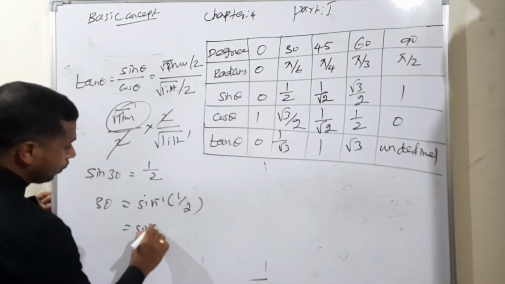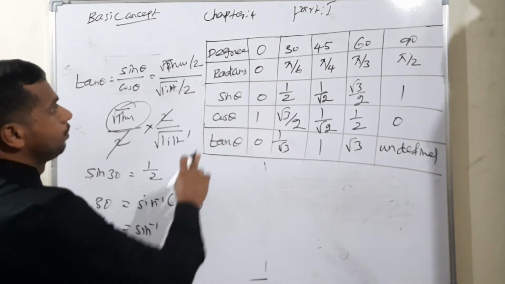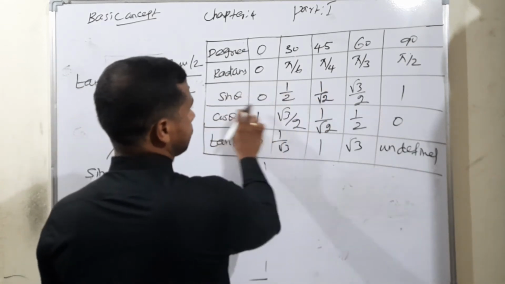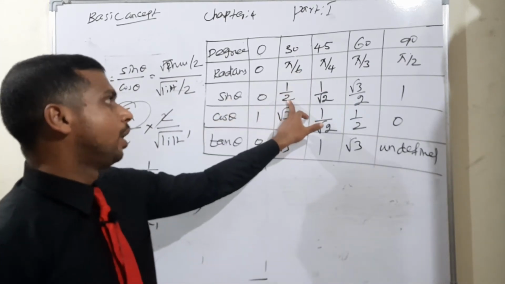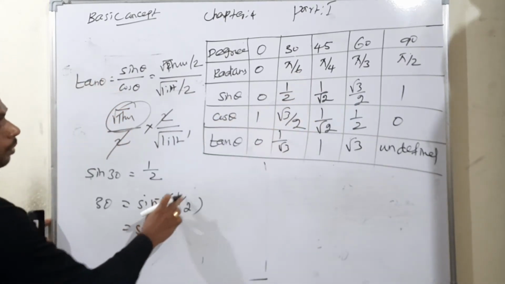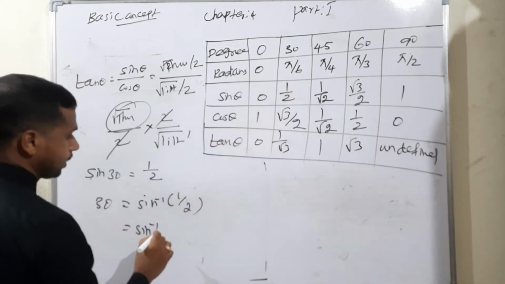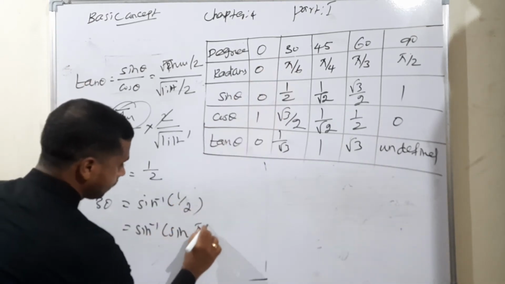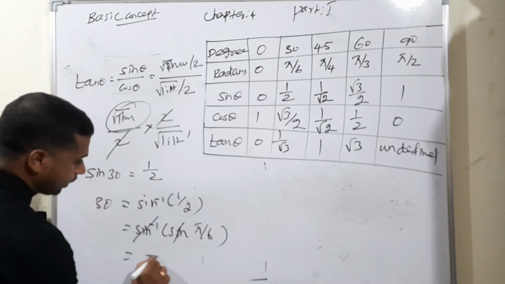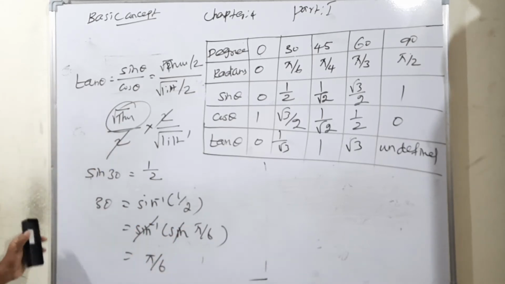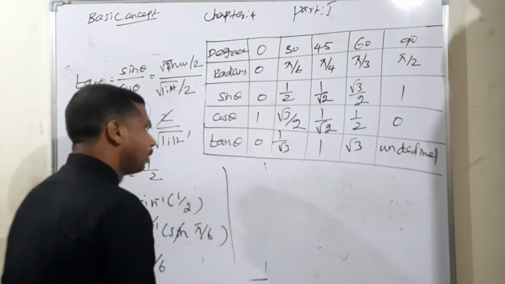So we already know the radian value. Radians means sin 30, isn't it? We can write sin pi by 6, and its value will be 1 by 2. So instead of 1 by 2, we can write it in radians, sin pi by 6. Therefore, sin inverse and sin cancel, so sin inverse of 1 by 2 in inverse trigonometric function is pi by 6.